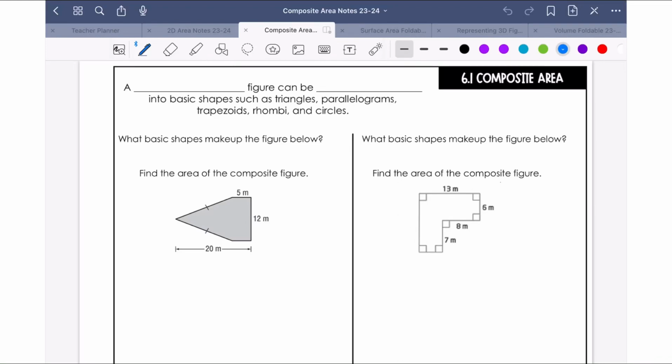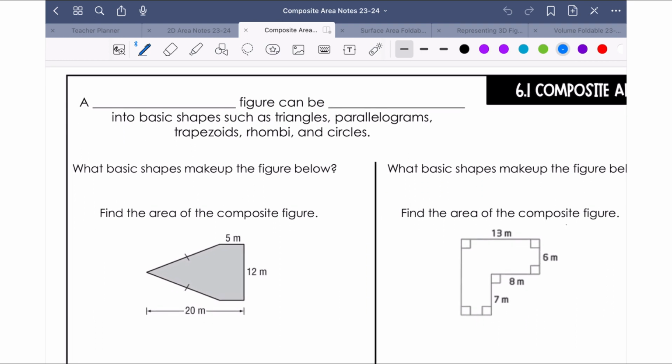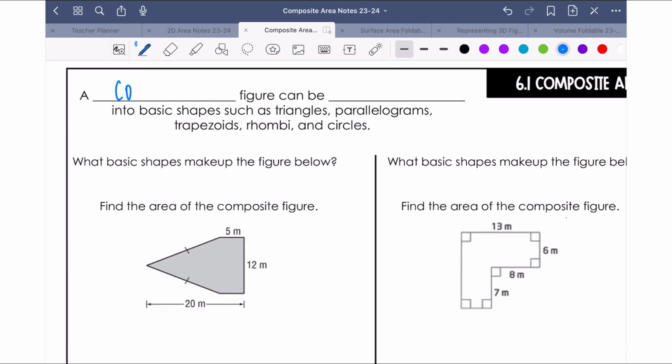Hi everyone, we are continuing the area section for our Unit 6. Now, we just finished basic 2D area. We are now doing composite area. And what this basically is, it's a composite figure. Composite, if you know what composite means, it can be two or more in a group.